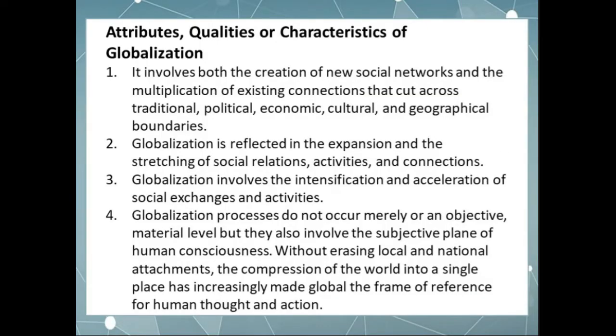Talking about the attributes or characteristics of globalization, it involves both the creation of new social networks and the multiplication of existing connections that cut across traditional political, economic, cultural, and geographical boundaries. So, kung dati, local news lang yung nababasa natin or nalalaman natin kasi wala tayong access to information, wala tayong access to internet, dahil sa existence ng technology, which is brought by globalization, we can now have the news or we can now determine what is happening across the globe.